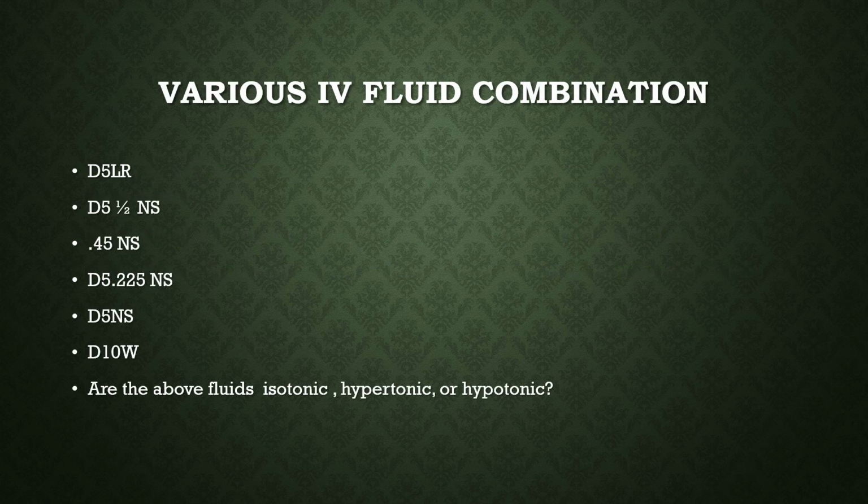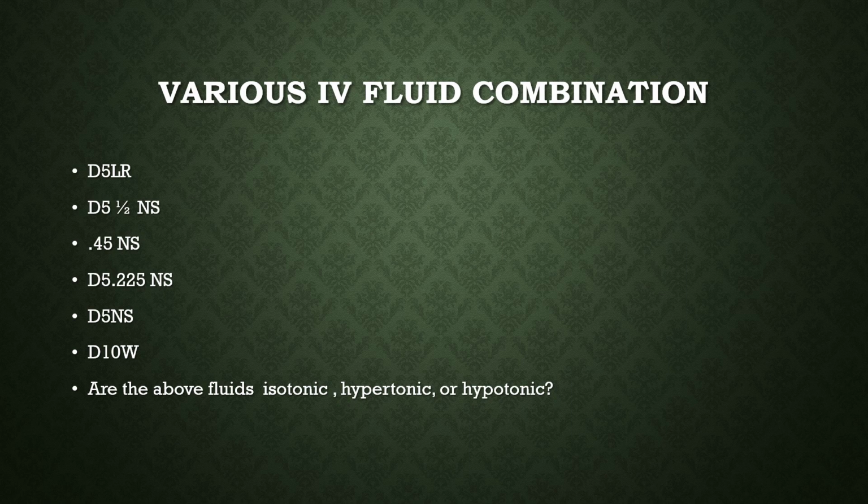Now, there are various fluid combinations that you will see in the hospital very frequently. So you'll see D5LR, which is a combination of D5 and LR. You'll see D5 1/2 normal saline, which, by the way, is the most common IV fluid in use. Let's talk about each one of those, and whether they are hypertonic, hypotonic, or isotonic. D5LR: our D5 is isotonic, right? Our LR is isotonic, right? So that's an isotonic fluid.